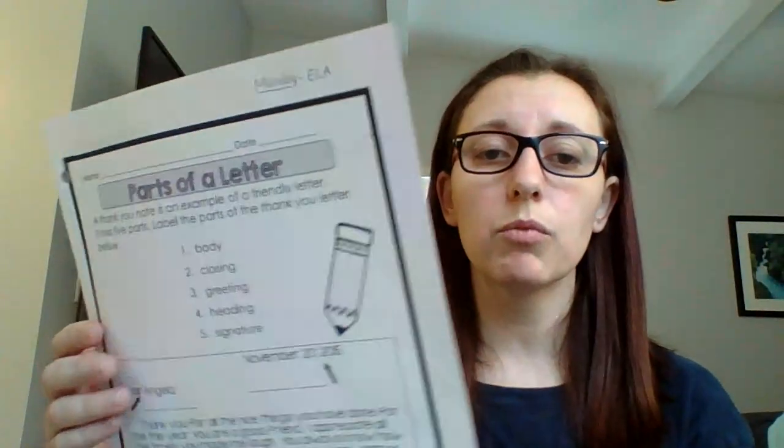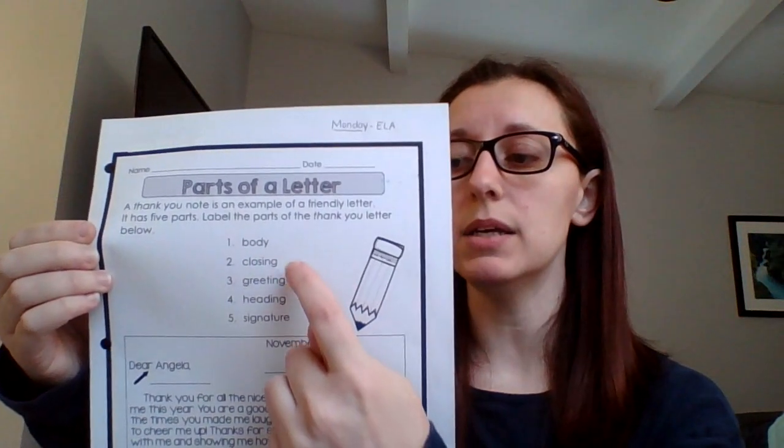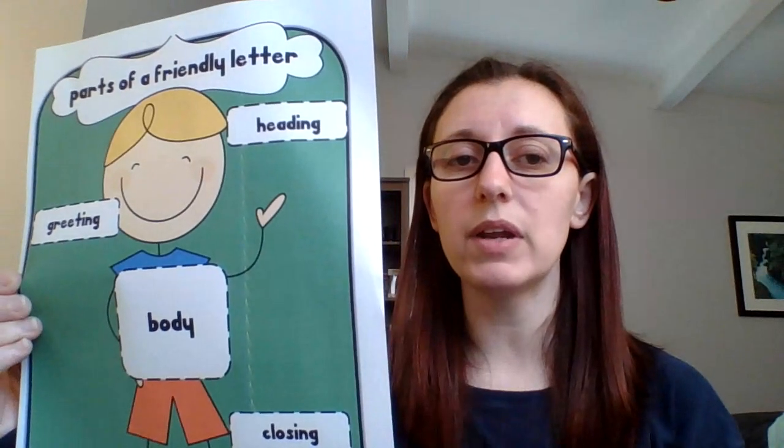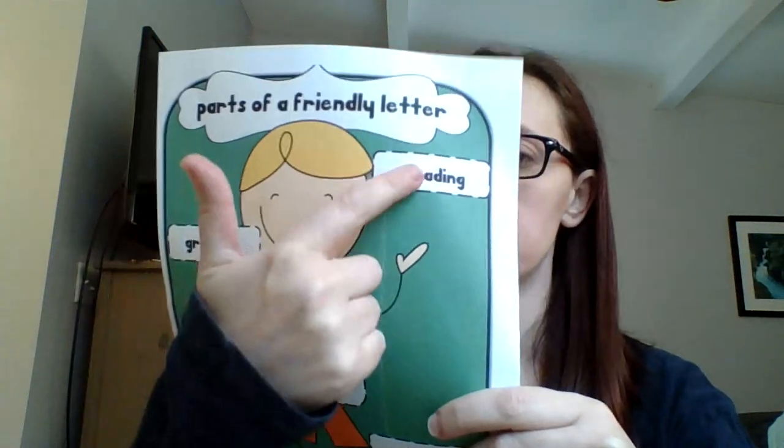But today we're going to focus on the parts of a letter, the different pieces that are a part of each letter, so that way you can fill out this worksheet for today. So the different parts are the body, the closing, the greeting, the heading, and the signature of a letter. And when we look at it, I want you to think of it as a person.